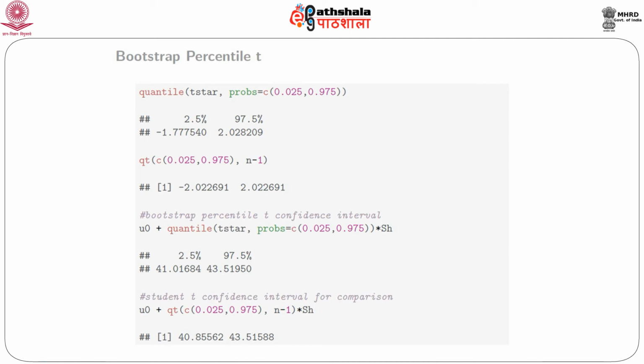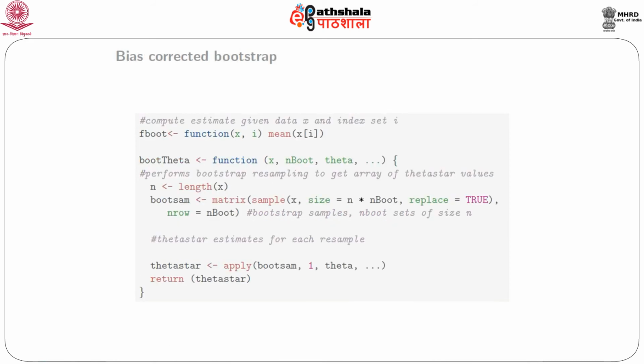Now, just to compare, for the Student t confidence interval, we use u naught plus qt of c(0.025, 0.975), n minus 1, since the t has n minus 1 degrees of freedom, times the standard error, and that comes out to be 40.85 and 43.51. Now, we come to the bias corrected bootstrap.